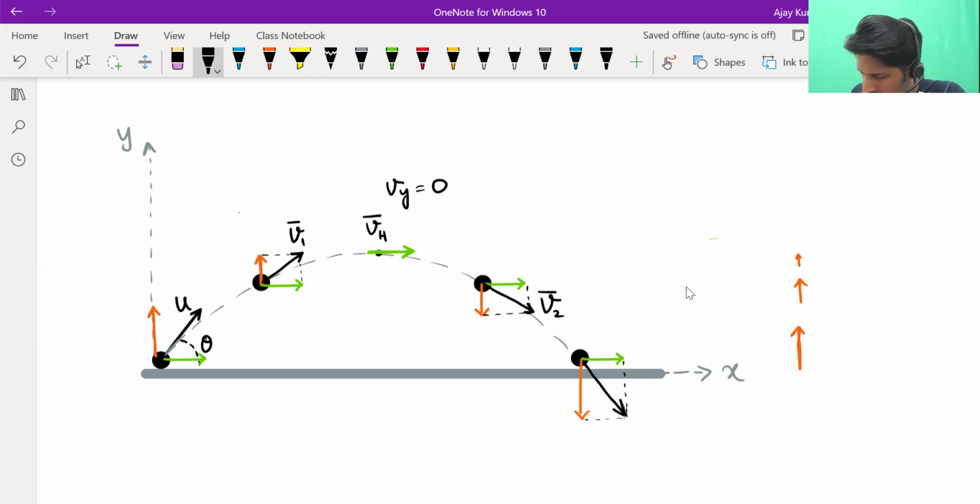It won't strike the ground vertically, it will strike at an angle because the horizontal component of velocity is always there. Then how can the velocity become completely vertical? It has to be tilted only because that x component will always be there. Right.